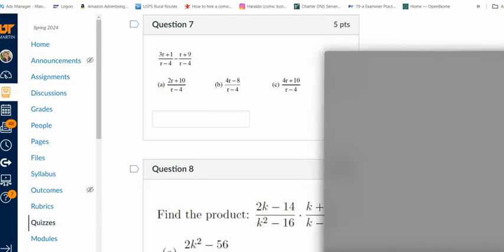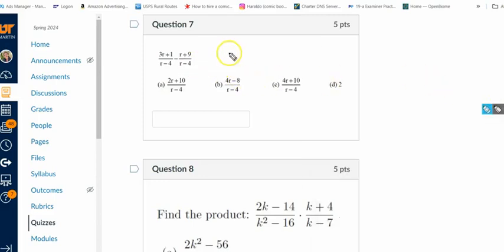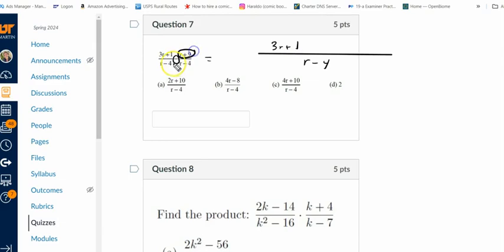Okay, now we're on to question 7. These two expressions have the same denominator, so they can be put into one. In the numerator, we're going to get 3r plus 1. And here's where you have to be really careful because it's minus all of that. So the negative sign has to be applied to every term. So minus r minus 9.